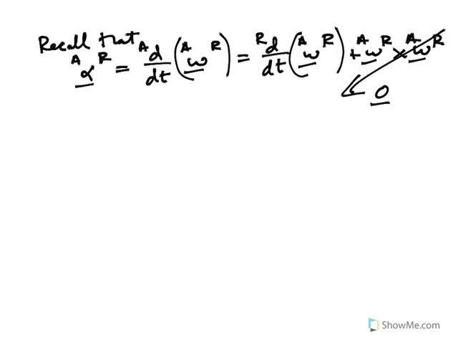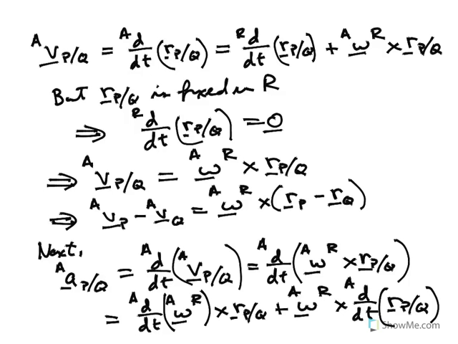So the angular acceleration of R in A, which is the rate of change in A of the angular velocity between the two frames, is the same thing as taking the rate of change in the rigid body of the angular velocity between the two frames. But we'll just leave this first part here as is. So we just substitute in that the acceleration of p relative to q in A is equal to, so let's go back over here.